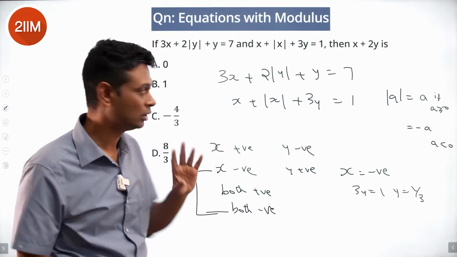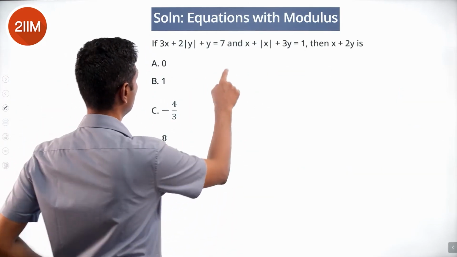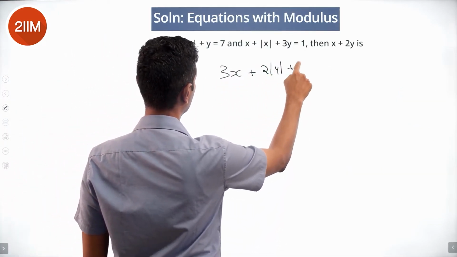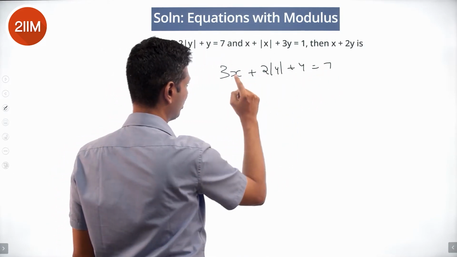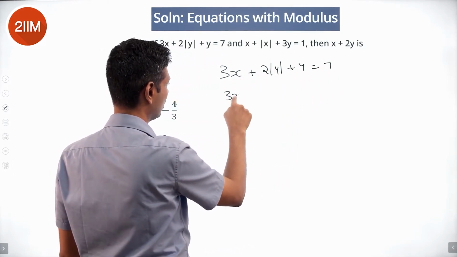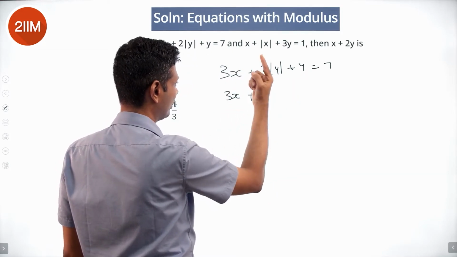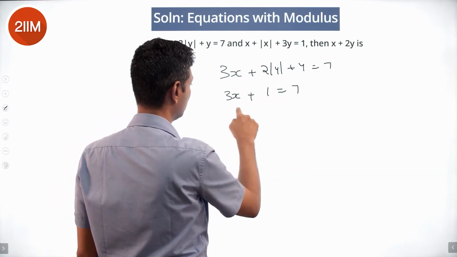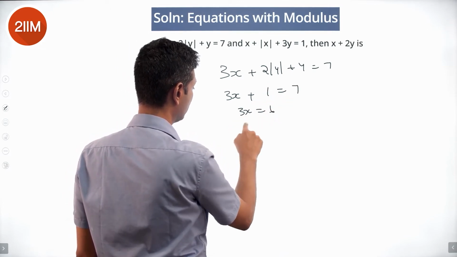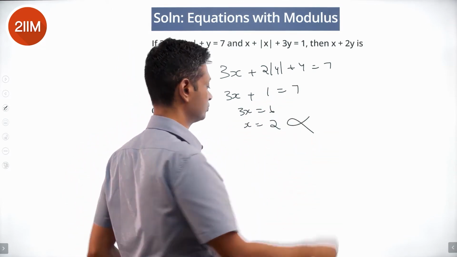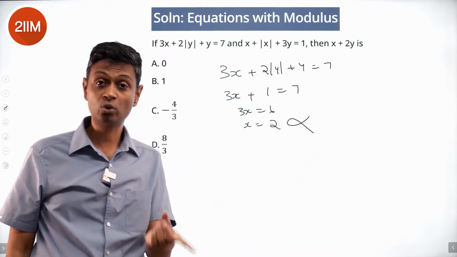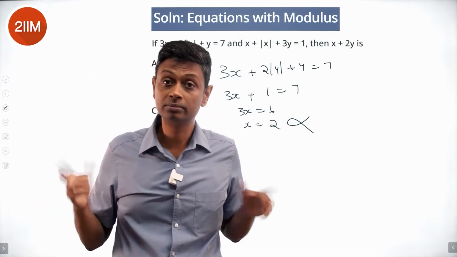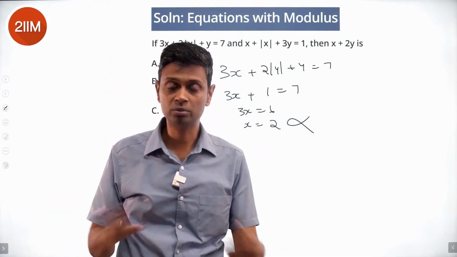Y is 1 by 3, x is negative works. Let's go to the first equation. 3x plus 2 mod y plus y is 7. Y is 1 by 3, so 3x plus 2y plus y is 3y. 3 into 1 by 3 is 1, so 3x plus 1 is 7. 3x is 6, x is 2. This doesn't work. If you put y is 1 by 3, I get x is 2. That doesn't work. So x is negative is not possible.